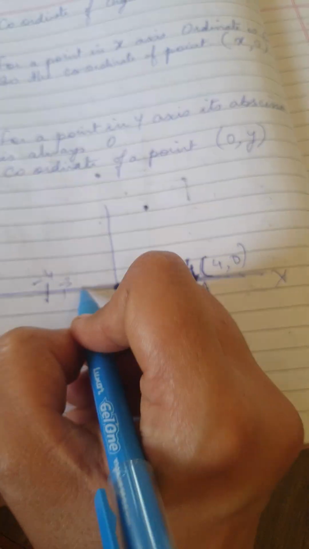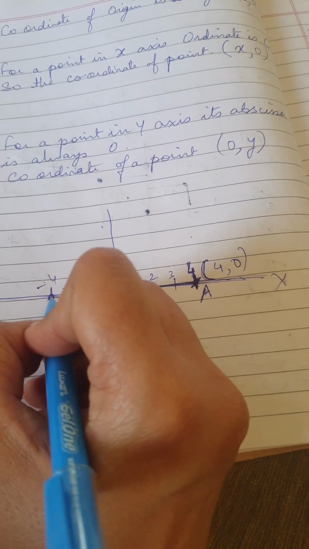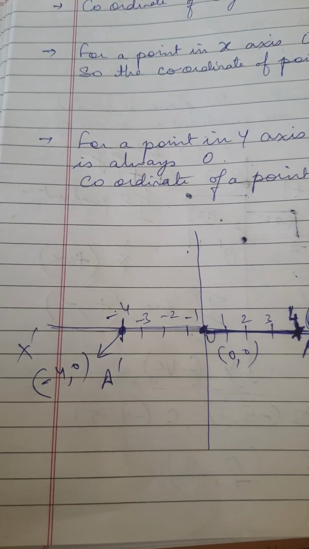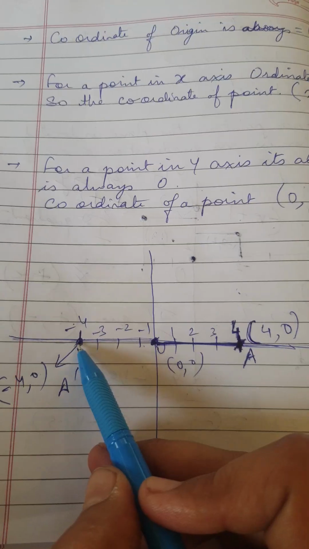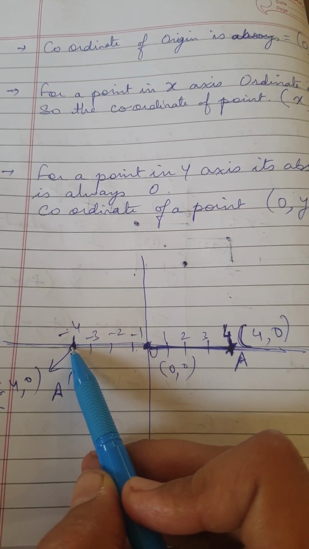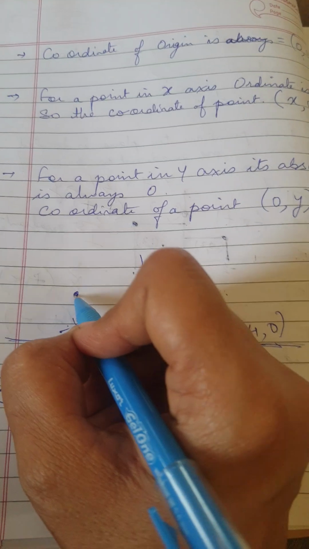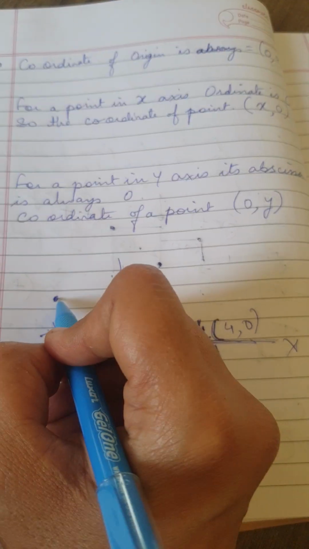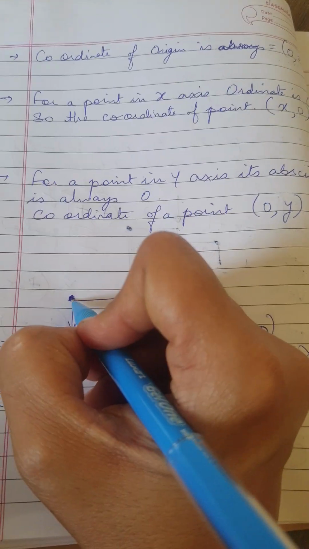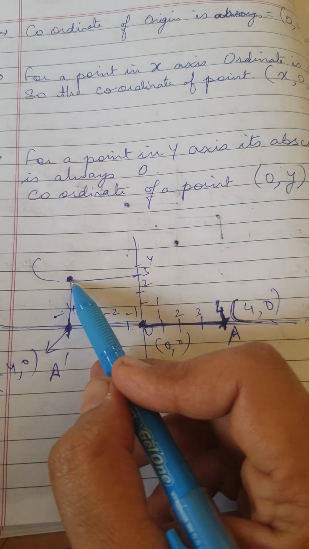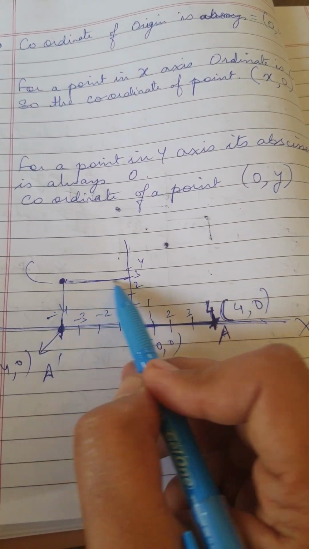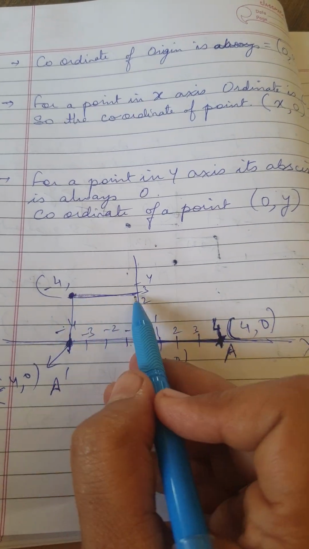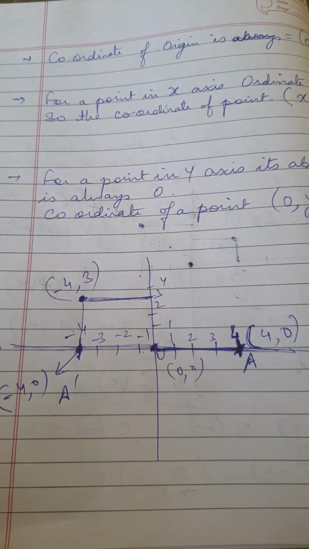If it would be on the negative side, the coordinates of this point A' would be (-4, 0). Why 0? Because there is no y value on this point. If it would be here, suppose 1, 2, 3 and 4, then the coordinates of the point will change. Why? Because there is some value for y also on this point. So first we write the abscissa, which is -4, and then we write the ordinate value, which is 3. Understood?